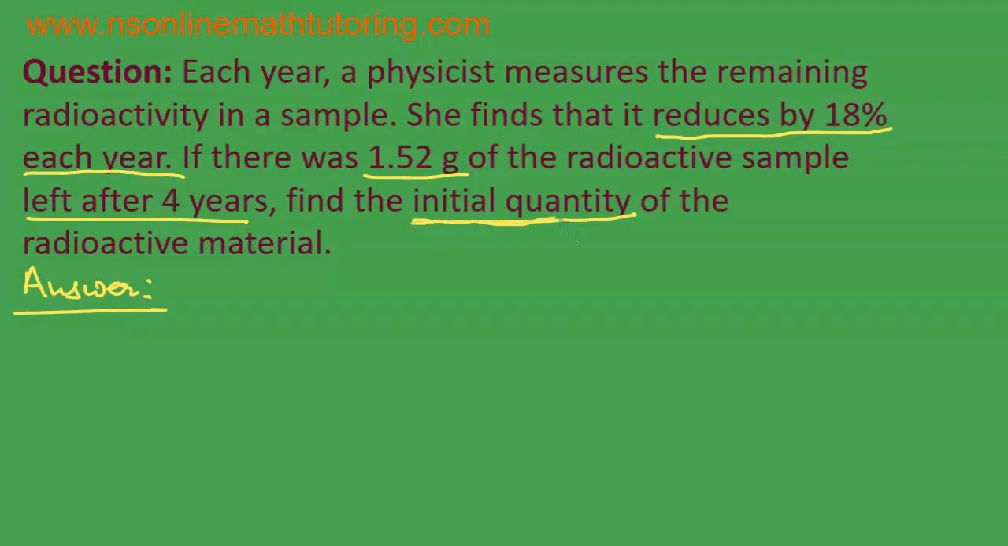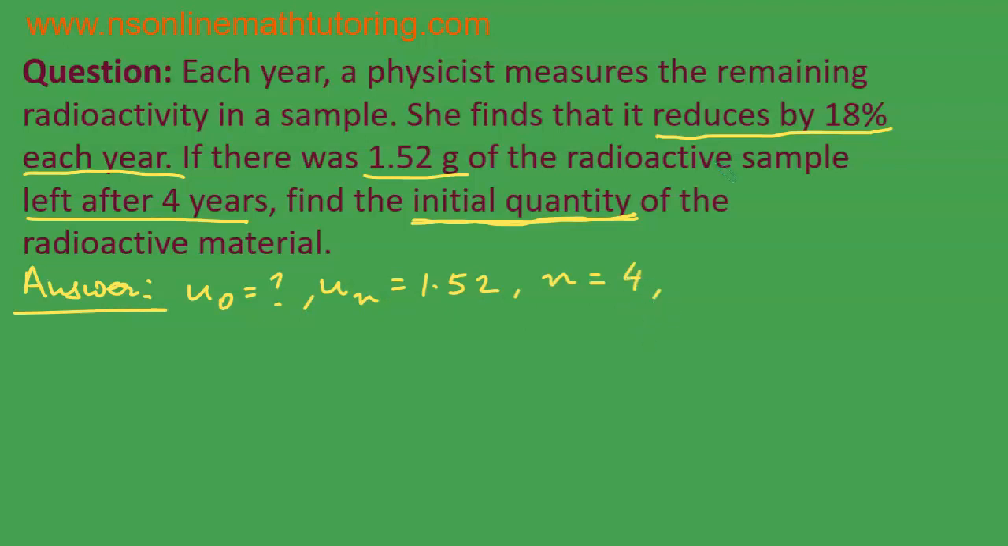Initial quantity has to be found out. So initial quantity is what? It is U0. We do not know the value of U0. We have to find the value of U0. What do we know? We know the value of UN. UN is equal to 1.52. And N is equal to 4.